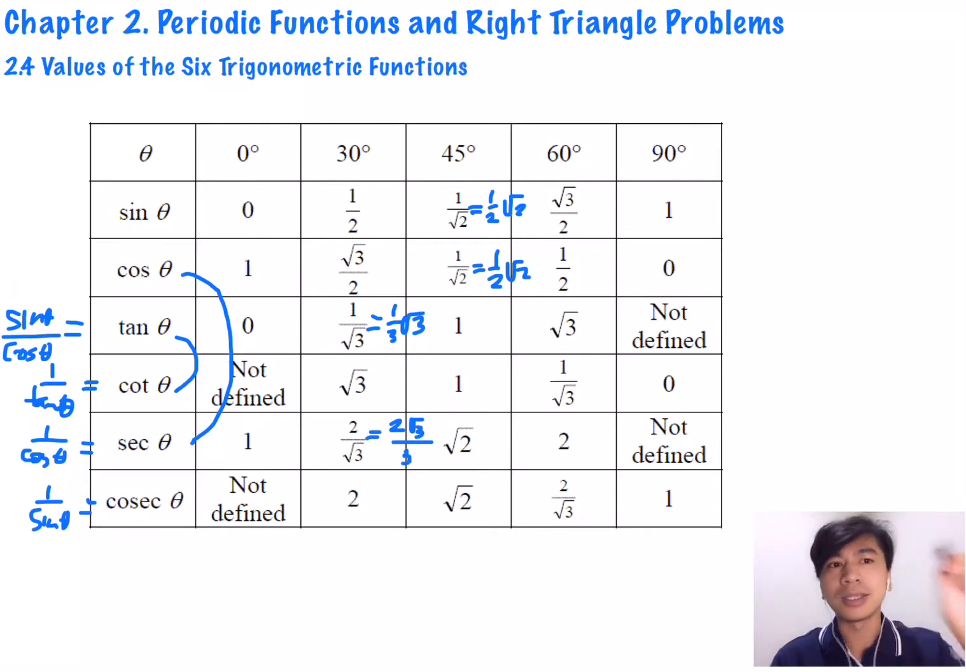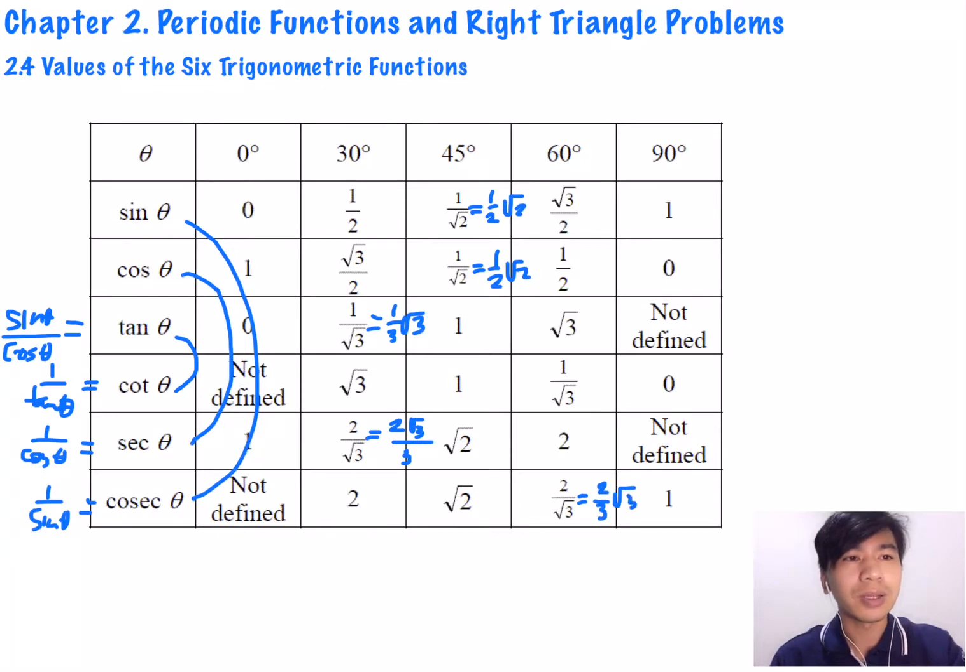Okay, and the same thing with cosecant, you look at the sine theta. That's how you get it. Okay, and then this is 2 over 3 square root of 3.